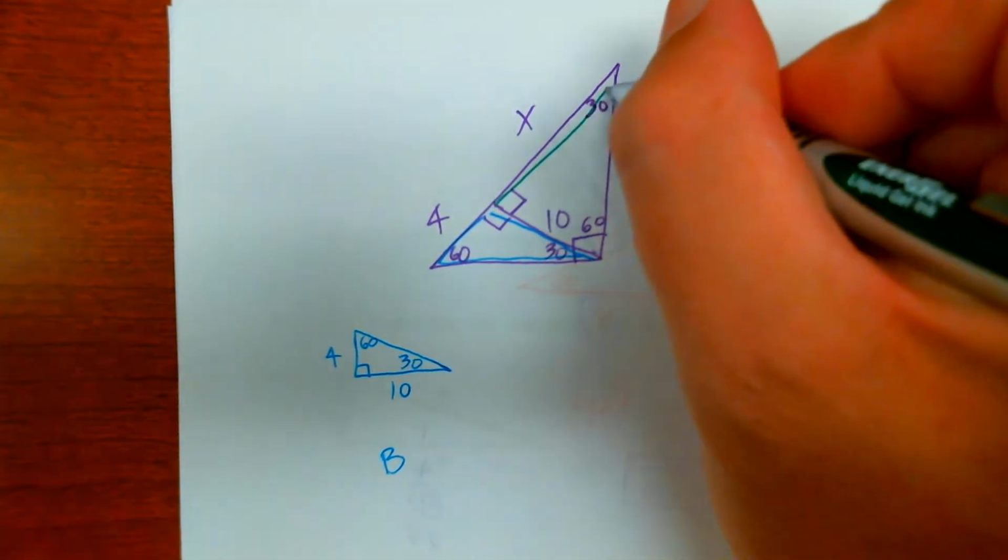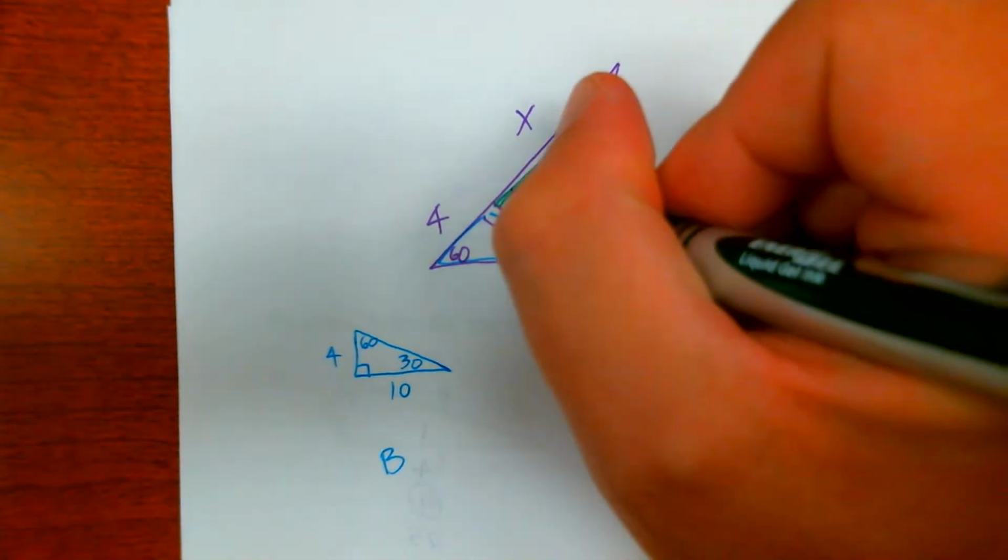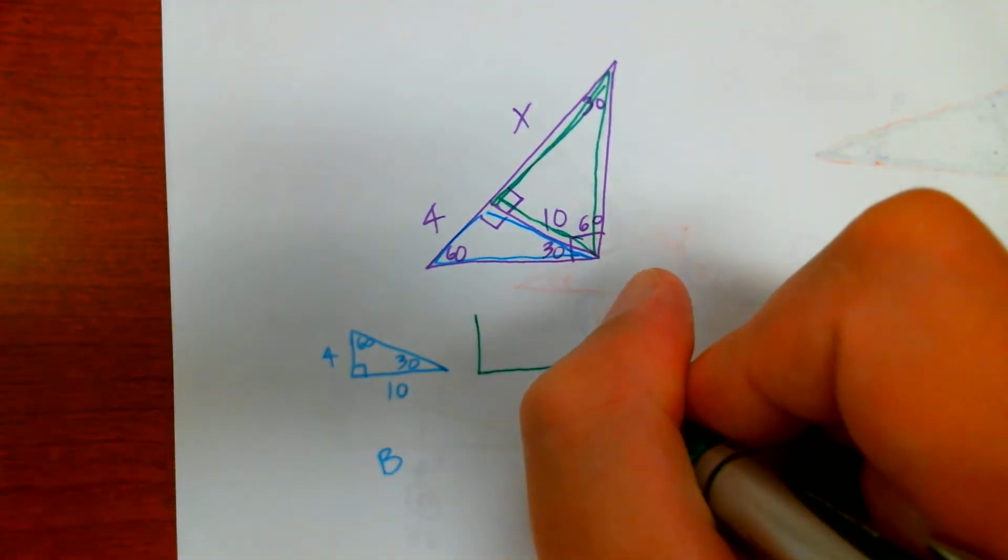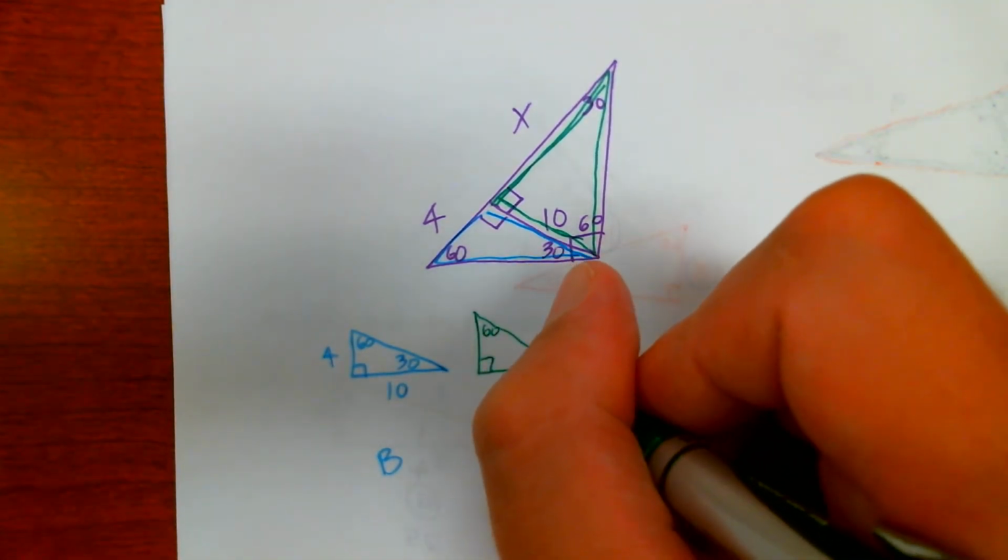All right, for the mama triangle here in green. Mama triangle in green, 60, 90, 30.